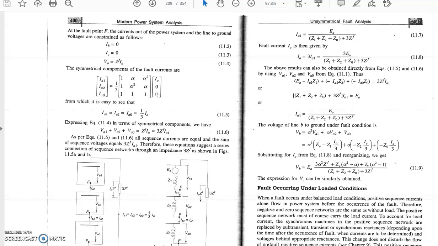Similarly, you have to make the relation between the symmetrical components of the voltage. VA equals ZF IA. So VA is the sum of VA1 plus VA2 plus VA0.